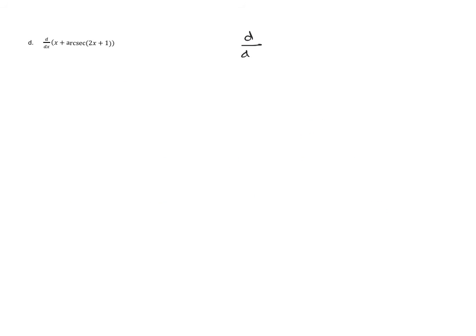The derivative of arc secant of x is 1 over x times the square root of x squared minus 1. So if I want to take the derivative of this thing, first, I'd have to take the derivative of just x. That's nice. That's just equal to 1. But then I add on the derivative of arc secant by using this formula. Wherever I see an x over here, I'm going to replace it with 2x plus 1. So I have this rule, why not use it?